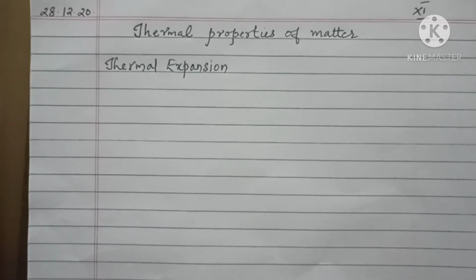Good morning, dear students. We were discussing the chapter The Thermal Properties of Matter. In the last class, we have seen the distinction between heat and temperature and the different temperature scales like Fahrenheit, then Kelvin, and also degrees Celsius, and how to convert from one scale to another scale. So these things we discussed. Now today we are moving to another topic, that is thermal expansion.